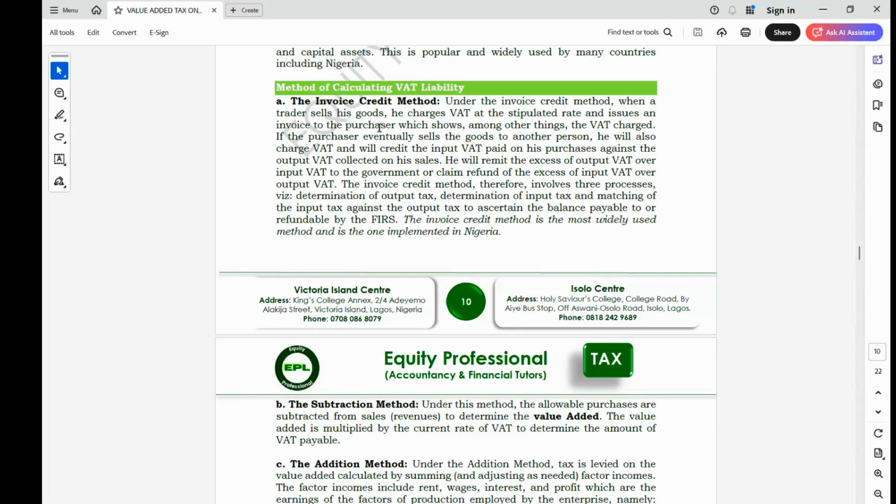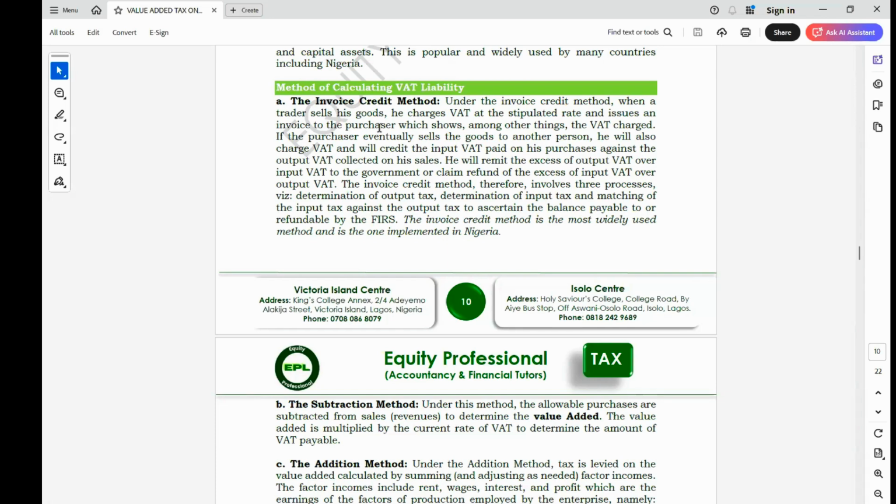We can also have a VAT refund when your input VAT is more than your output VAT for a particular VATable period. So under the invoice credit method, the input VAT is deducted from the output VAT to know the amount of VAT refund to be collected by the VATable person. This method is widely used by most of the world, and it is the method we adopt in Nigeria.